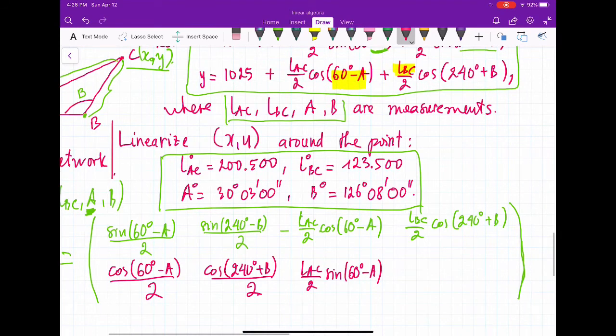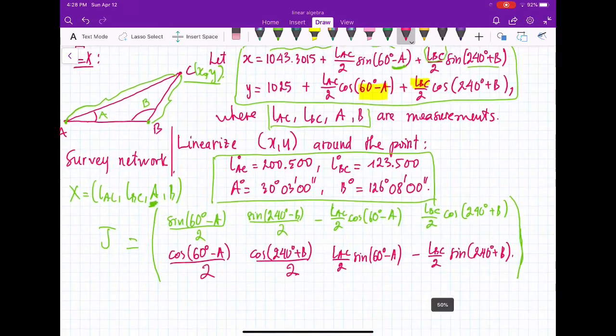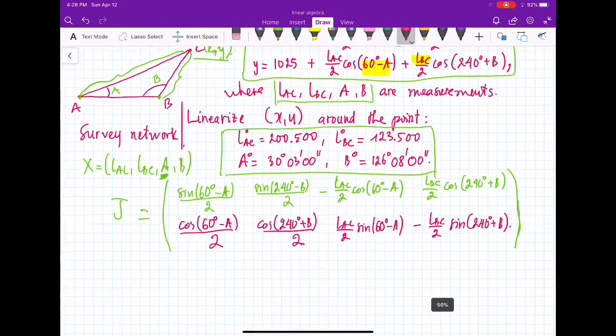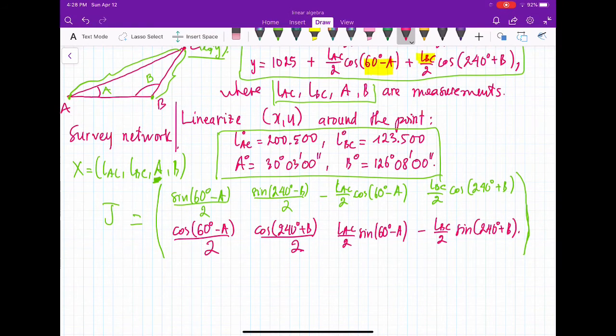And finally, I differentiate with respect to b. I get negative LBC over 2 sine of 240 degree plus b. Right? Because the root of cosine is negative sine. That's why we have the negative out there. Alright, so this is the Jacobian of the vector function x, y. Don't forget that. While we are considering the position of C, right?